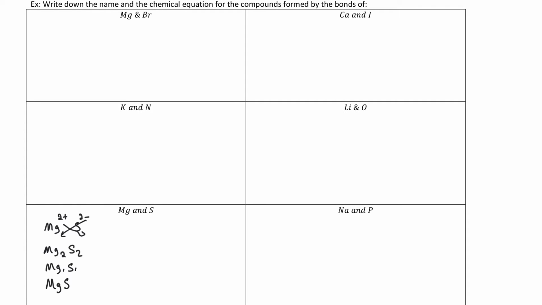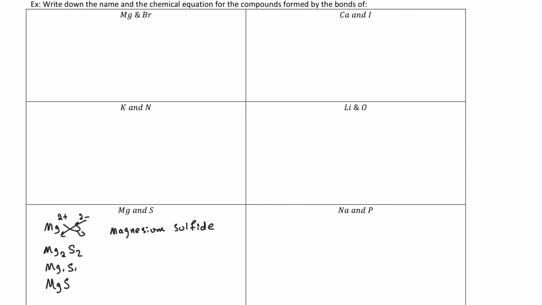And then what we do in terms of the naming is going to be magnesium sulfide. Instead of writing sulfur, we write sulfide. And that's it. Let's do another one.